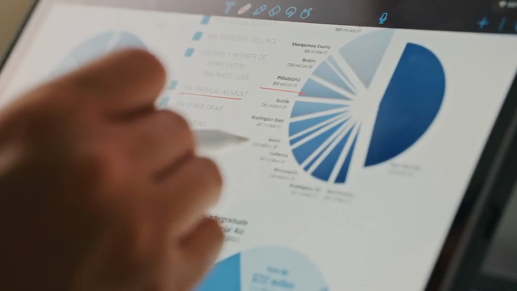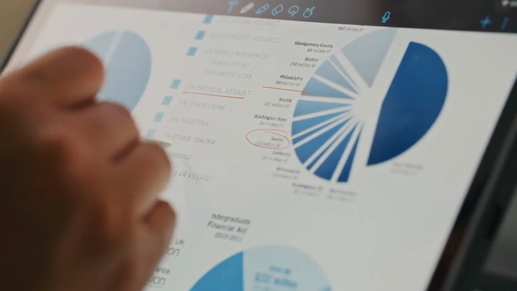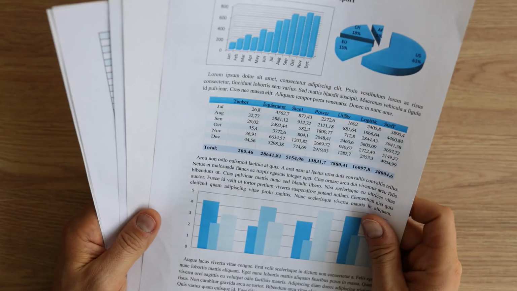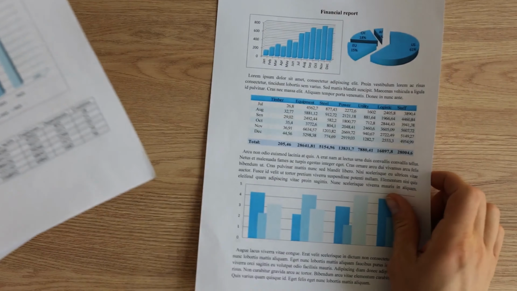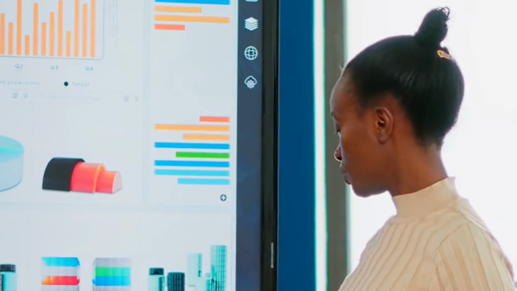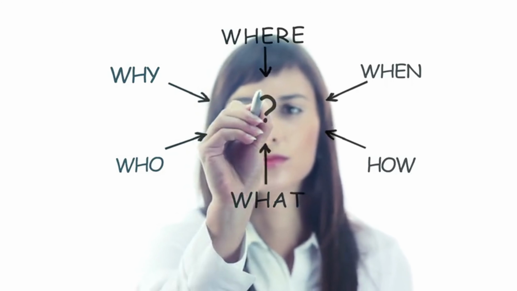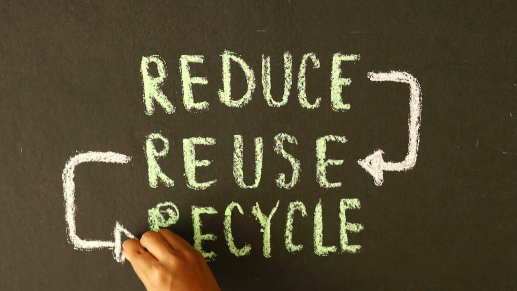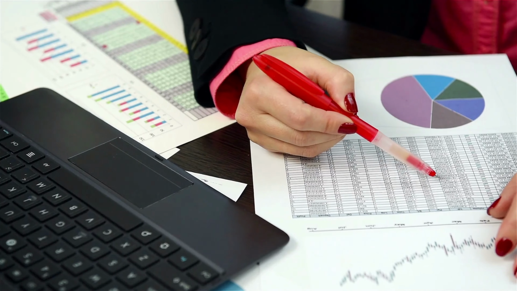Another powerful tool is storytelling with data. People remember stories far better than they remember raw numbers. Frame your data in a narrative that highlights the journey, from raw data to impactful insights. Start with the problem, describe the insights you uncovered, and finish with the solution or action you recommend. This not only makes your presentation more engaging, but also helps stakeholders see the real-world implications of the data.